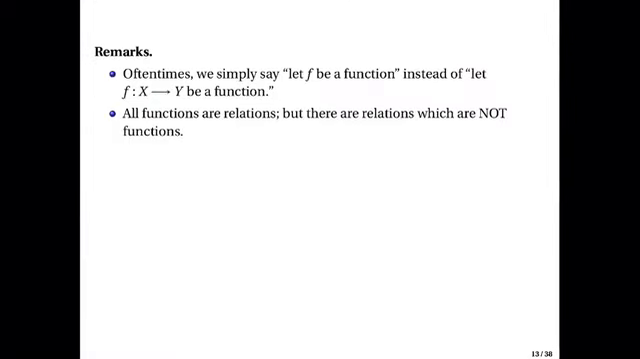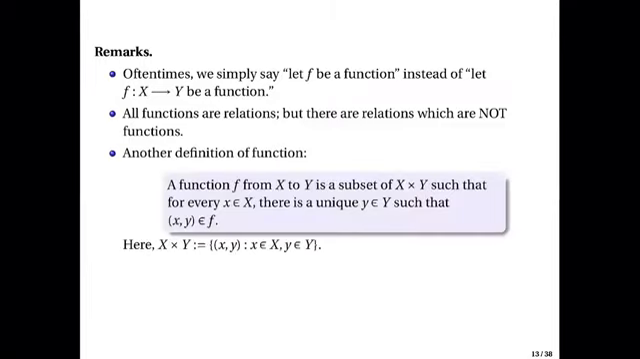Now, we can have an alternative definition of function. A function from X to Y is a subset of X cross Y. This is read as X cross Y. Okay? And the definition is the same. For every x from capital X, there is a unique y from capital Y such that the ordered pair x comma y is an element of f.